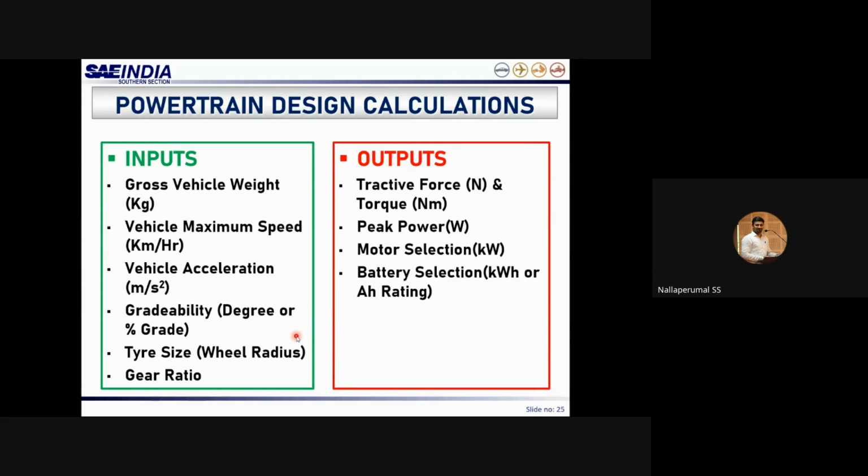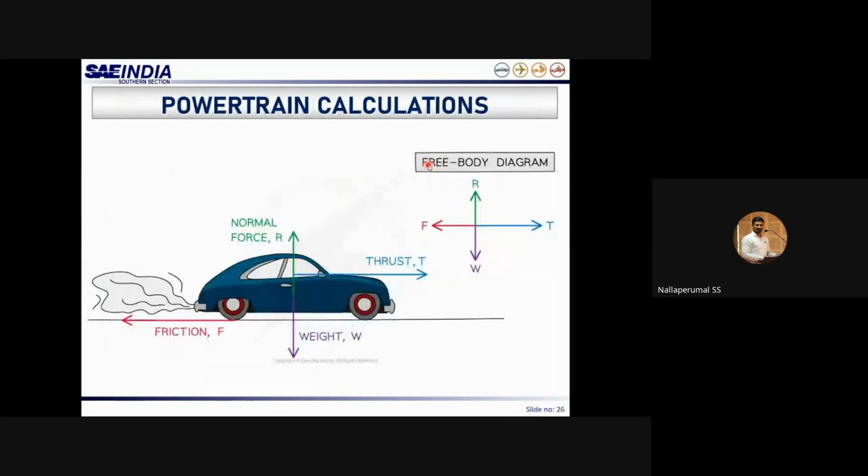It is diameter. Yeah. And the outputs that we are going to take out today are the tractive force, the torque, and peak power. We are going to select the motor. We are going to select the battery. So this is all we wanted to do today.